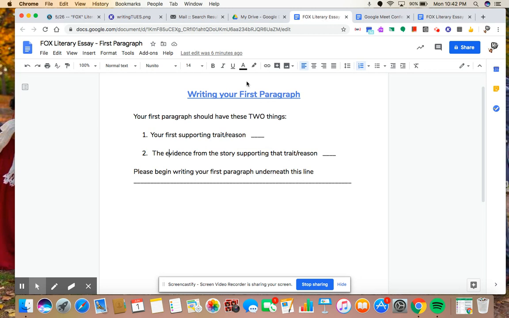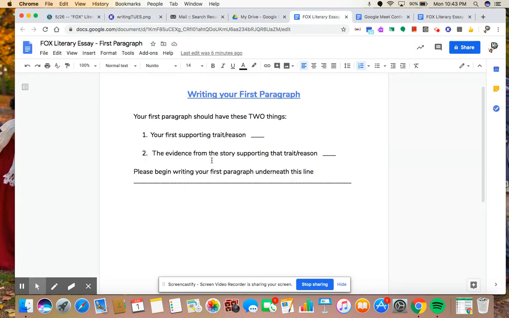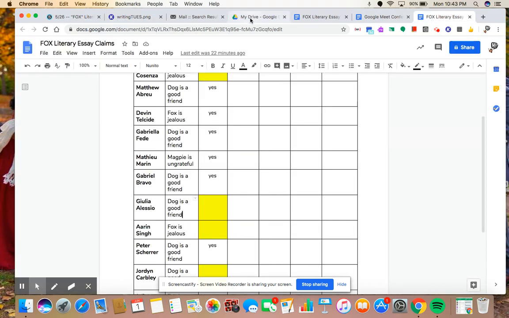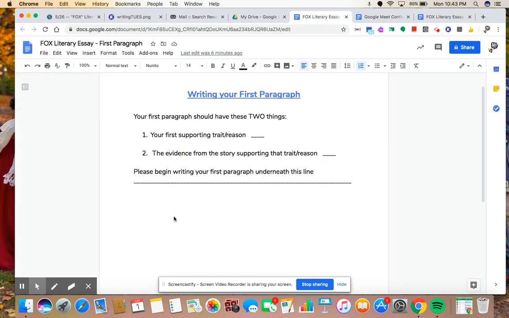Okay, so your first supporting trait / reason is going to be the first detail, and then the evidence from the story is going to be what you typed right here.